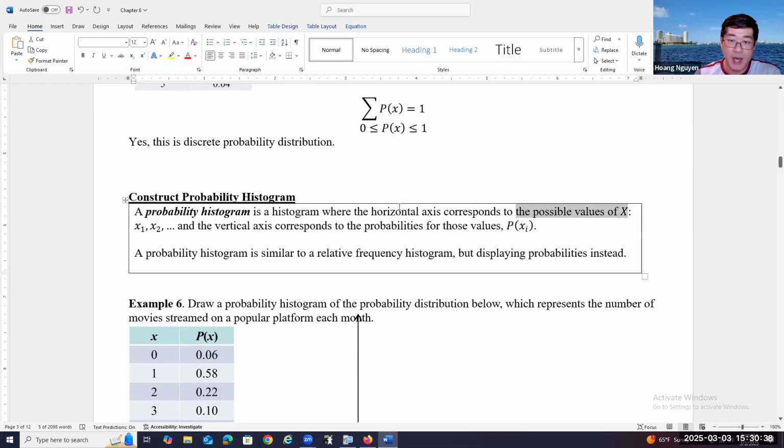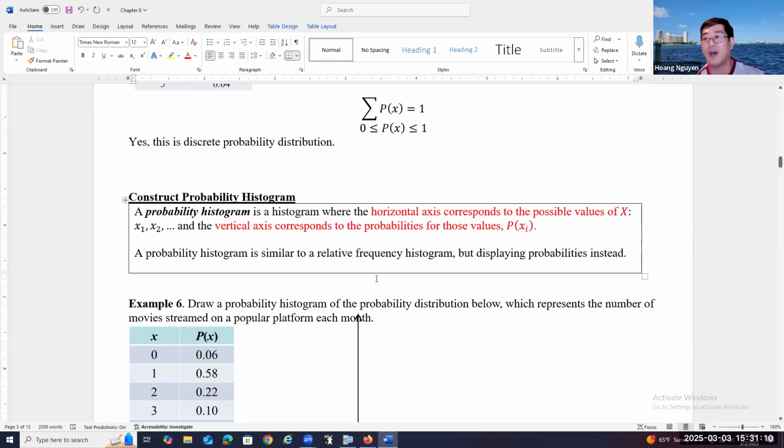So the horizontal axis corresponds to the possible values of the random variable x, going to be x1, x2, x3, x4, x5. And the vertical shows you the probabilities of those values, p(xi). So the vertical is going to show you the probabilities. A probability histogram is similar to the relative frequency histogram, but displays the probabilities instead. So when you do the probability histogram, it's going to be similar to the frequency histogram.